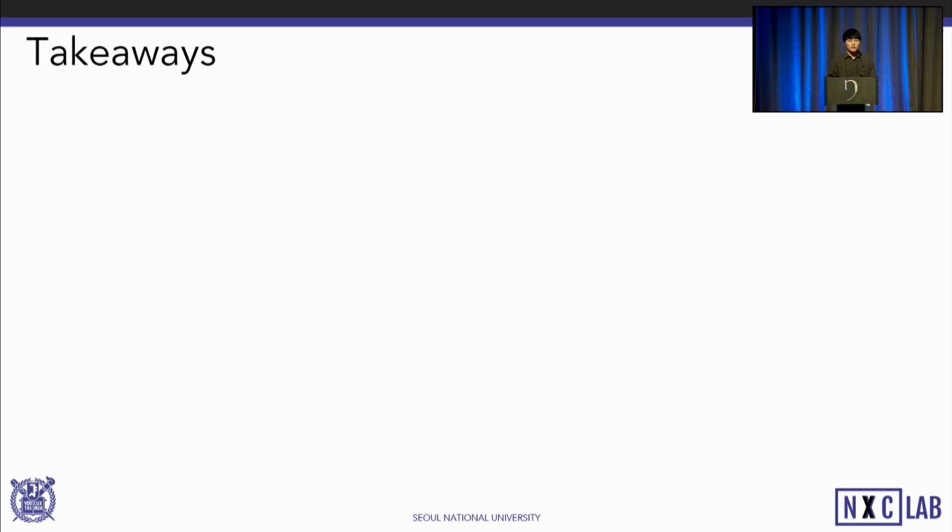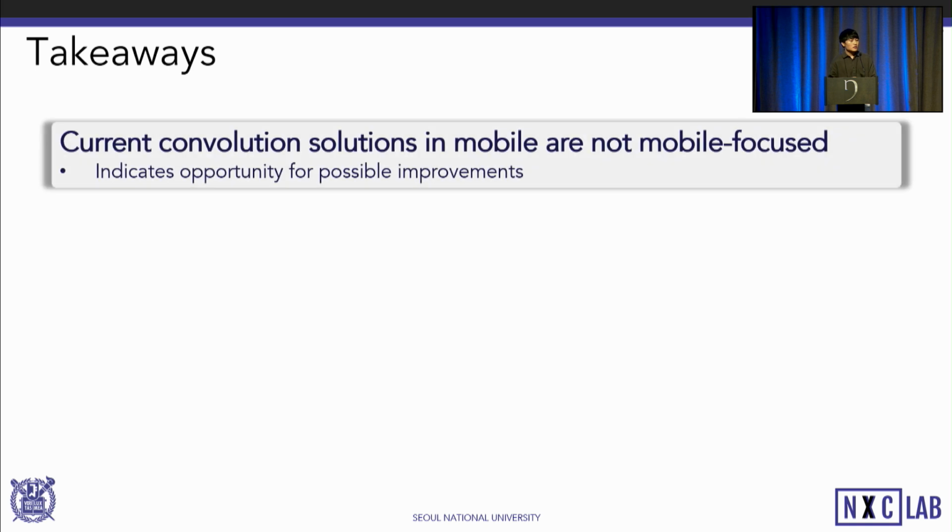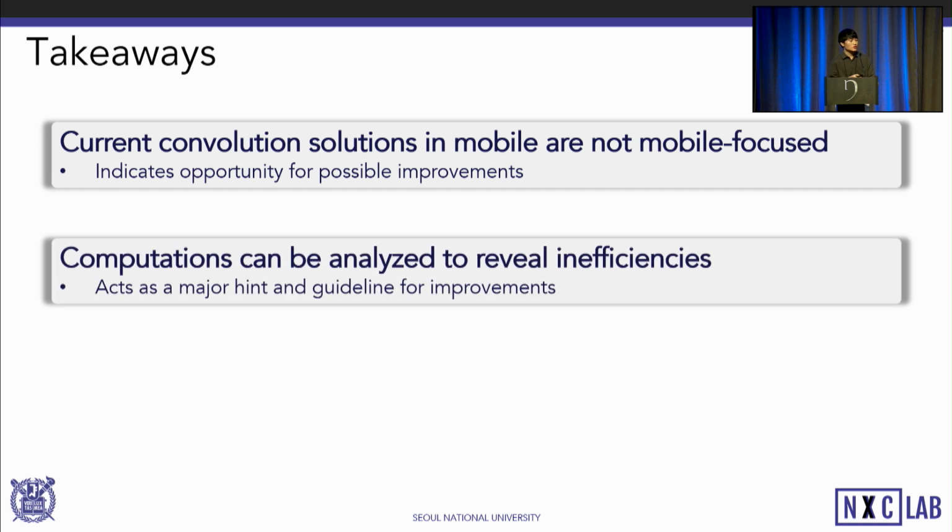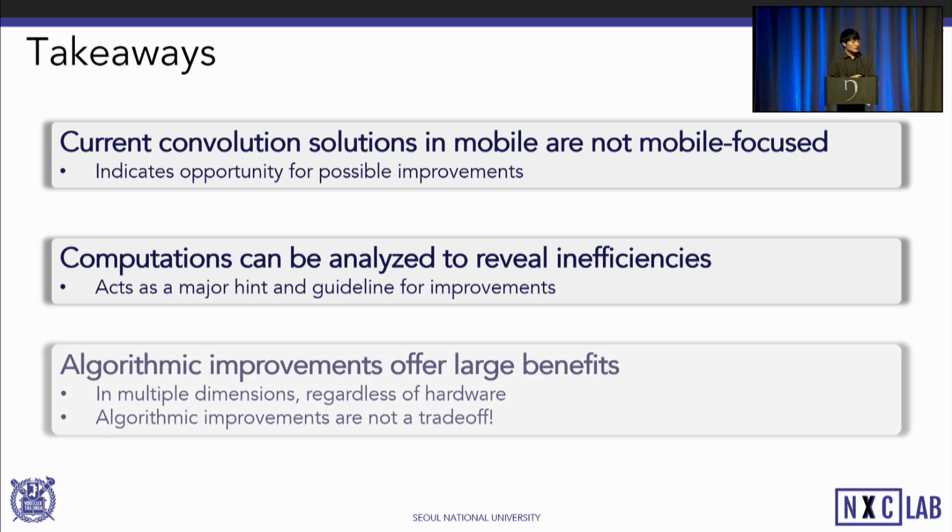The takeaways from our research can be boiled down to 3 main points. The first one is that the current convolution solutions in mobile are not mobile-focused and are directly copied from high-performance systems. This indicated a huge opportunity for possible improvements, which our research focused on. The second is that the computation can be analyzed to reveal the core difference and the reasons behind the problems. This acted as a major hint and a guideline when we were creating our highly optimized solution. Finally, the algorithmic improvements of our mGEMM solution offer large benefits regardless of the dimension and regardless of the hardware. This is because our solution is an algorithmic improvement and not a trade-off.